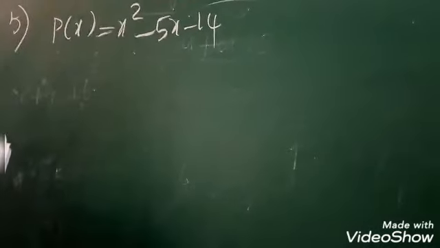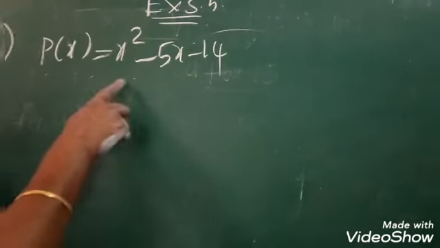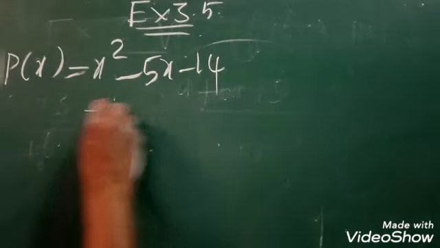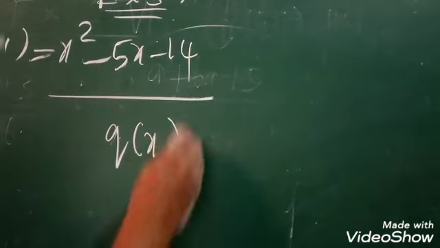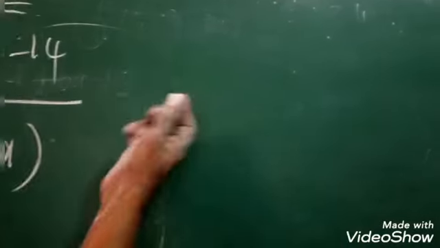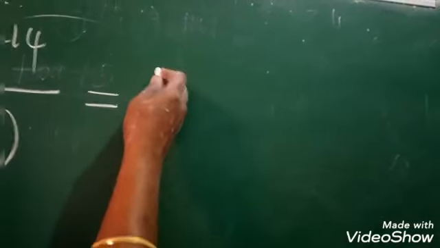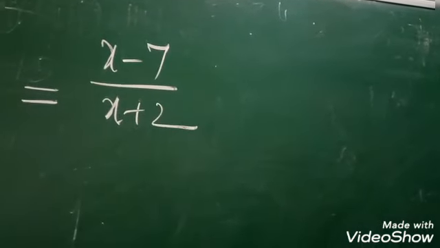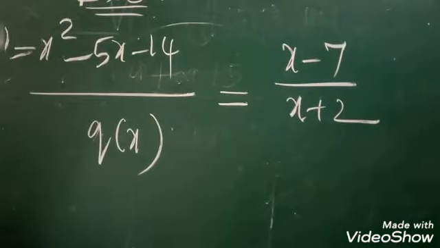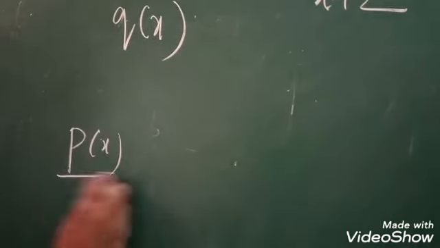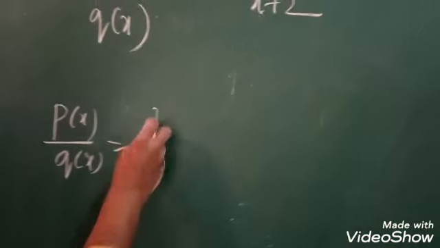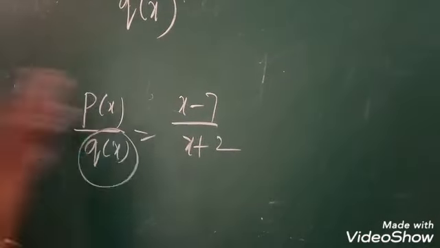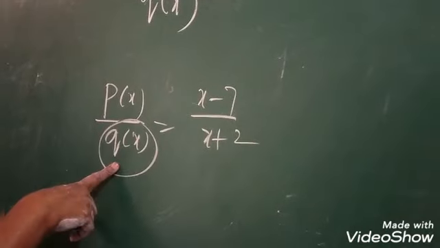The last sum is: the polynomial p of x is x squared minus 5x minus 14, and it is divided by q of x, another polynomial. We get the answer x minus 7 divided by x plus 2. Have you all understood, girls? Here the question is, if you divide p of x by q of x, you will get one answer, x minus 7 divided by x plus 2. So we want to find q of x. How do you find q of x, girls?